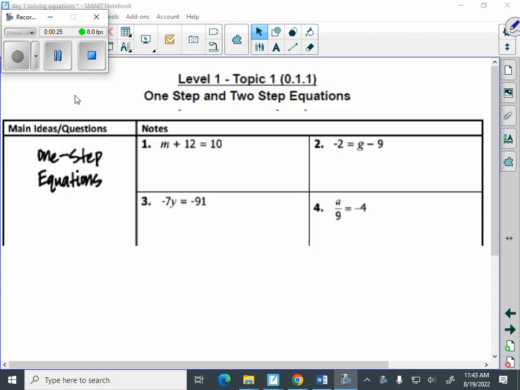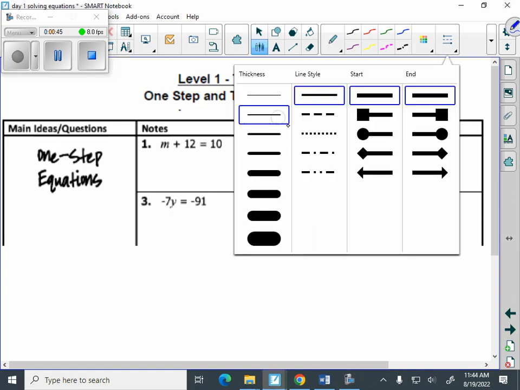When we're solving one-step equations, what we're trying to do is use the inverse operation and get the variable by itself. That might mean a little bit of foreign words there, so let me try again with that.